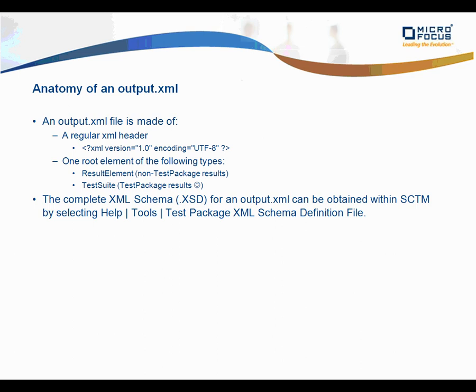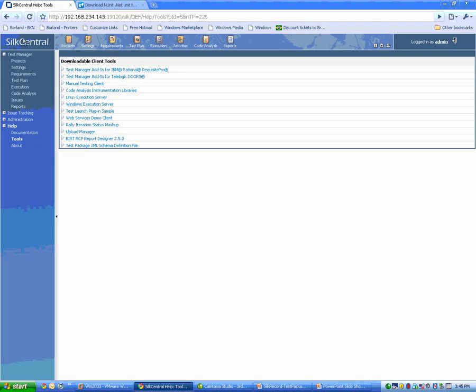In order to have a better understanding of the whole content, you can just download the XML schema from within SilkCentral. Let me show you how to do that. You can just go to the Help Tools menu in SilkCentral, and you will find a link called Test Package XML Schema Definition.